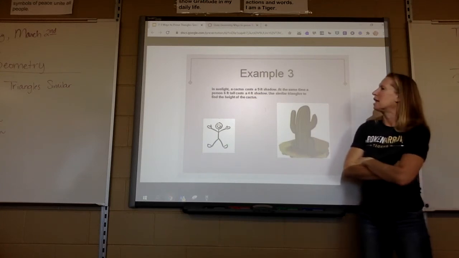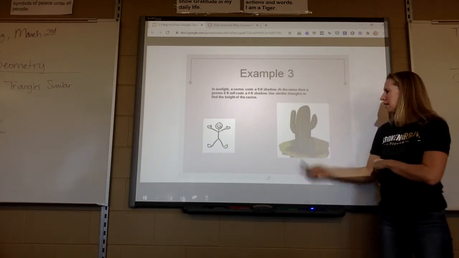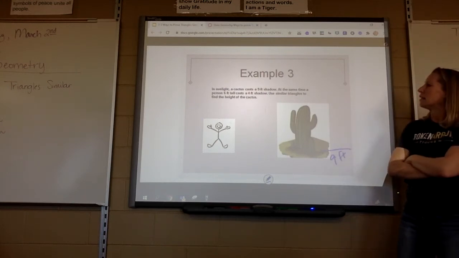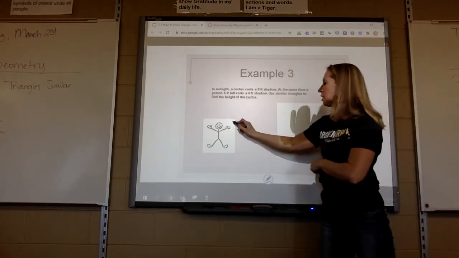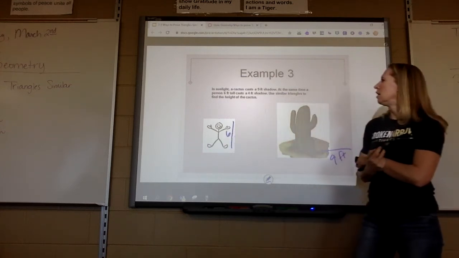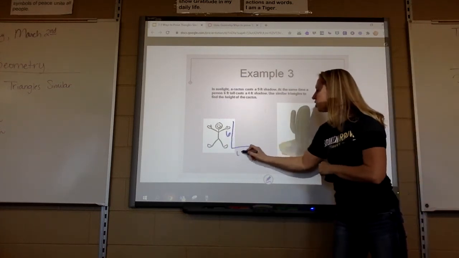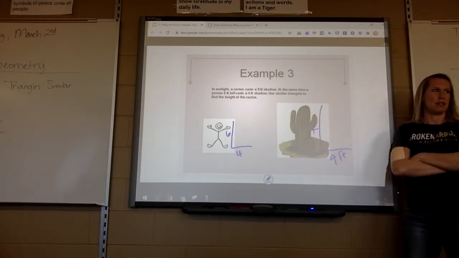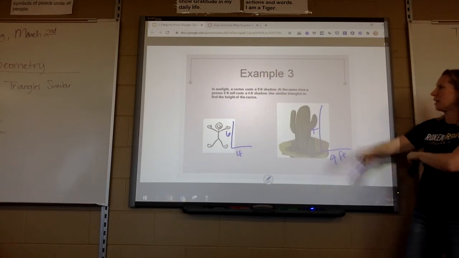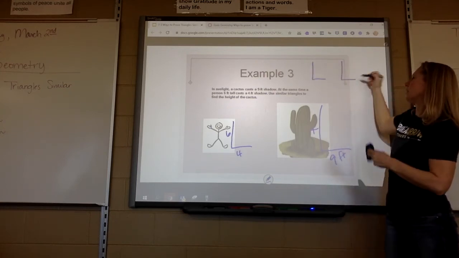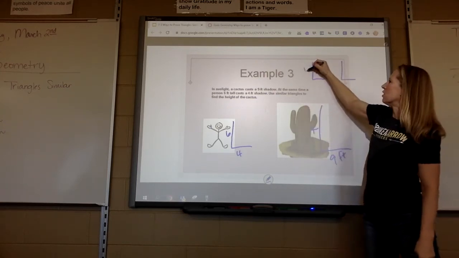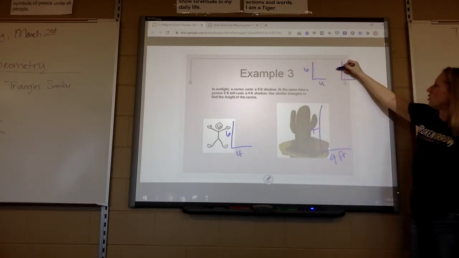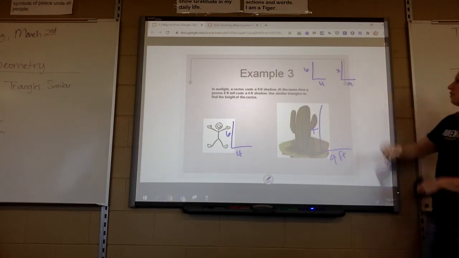A cactus casts a 9-foot shadow. So I've got this cactus and it casts a 9-foot shadow. At the same time, a 6-foot tall person casts a 4-foot shadow. How tall is the cactus? When I see problems like that, I always make 2 L's. So I know I've got a 6-foot tall person that casts a 4-foot shadow. I don't know the height of the cactus, and it casts a 9-foot shadow.